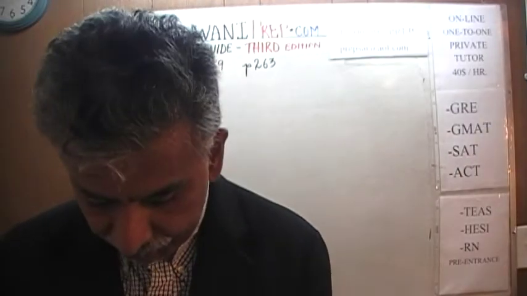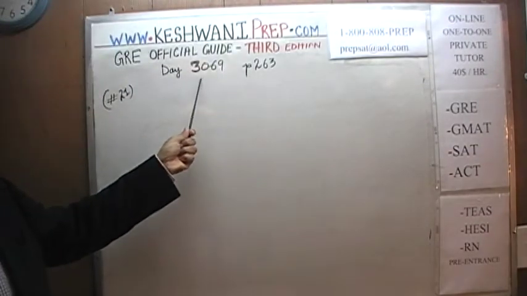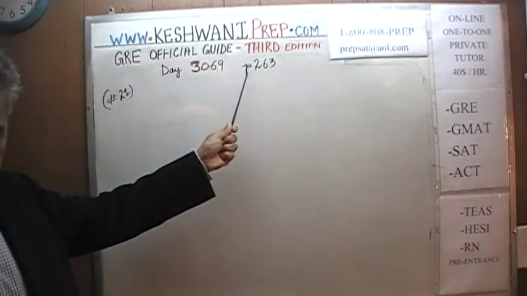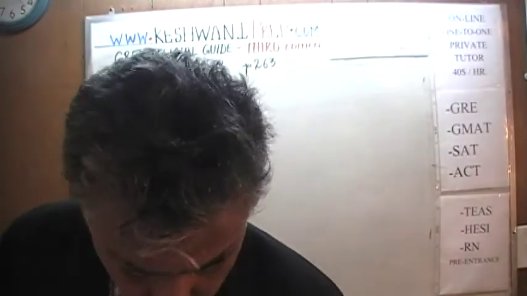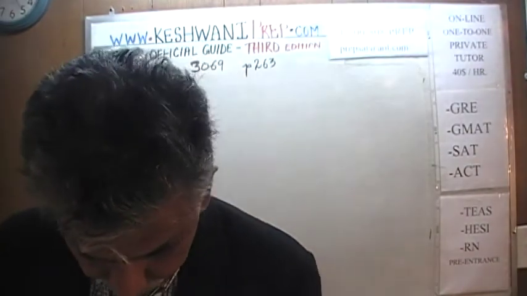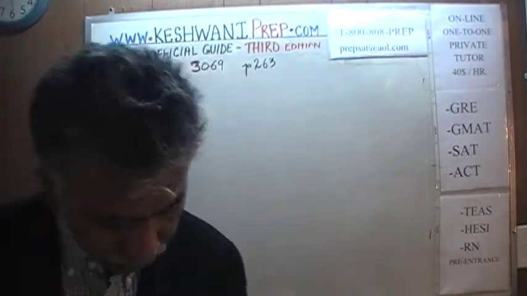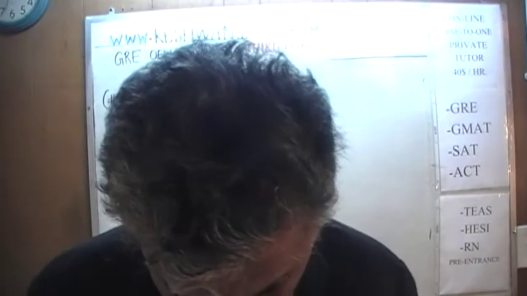Today is our lesson number 69. Day 3069 is to indicate that we are in the third edition, day 69. We are on page number 263 and we are going to solve problem number 21 on page number 263. And it happens to be the very last problem on the page, number 21.